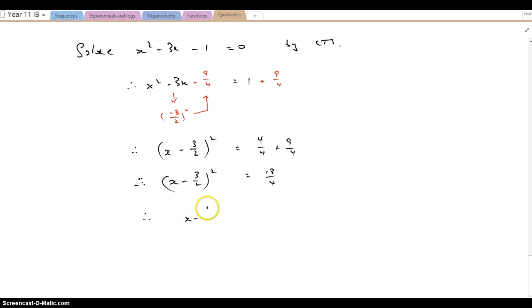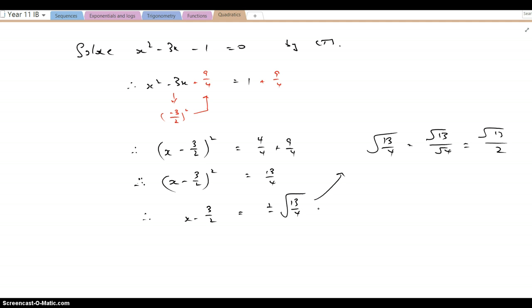Right, what are we going to say now? X minus 3 over 2 is equal to plus or minus the square root of 13 over 4. Now, a little third trick here is that the square root of 13 over 4 is equal to the square root of 13 over the square root of 4, which equals the square root of 13 over 2. Splitting your fraction up as a surd, so that you can write the square root part of that fraction as a whole number, is pretty good.